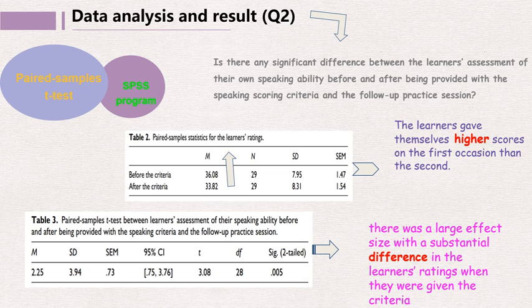Table 3 presents the result of the paired sample t-test applied to the mean scores of the learners on the two rating occasions, and it is obvious that there was a large effect size with a substantial difference in the learners' rating when they were given the criteria.